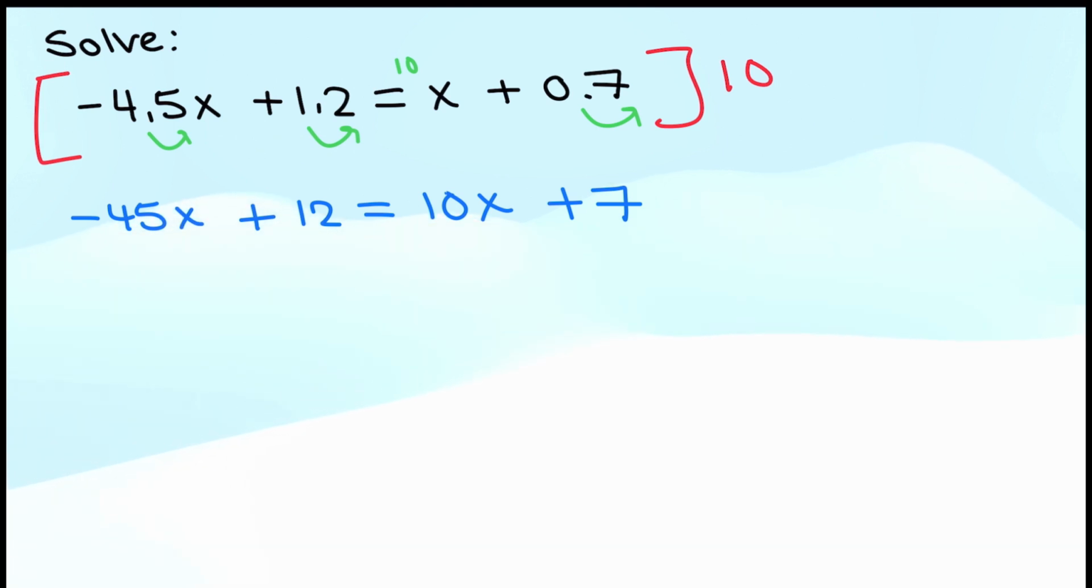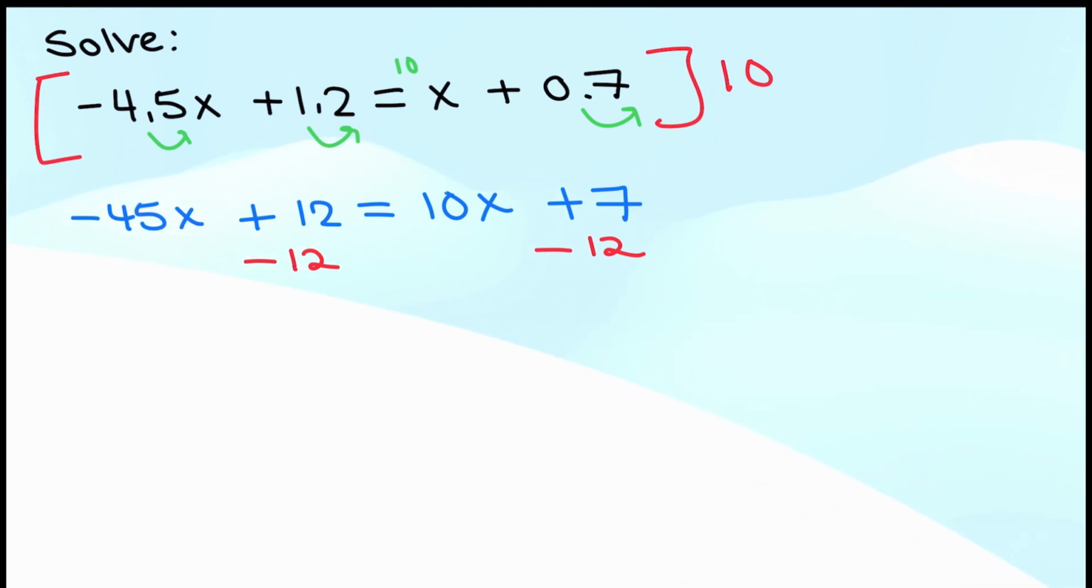Plus 1.2 times 10, the decimal goes one place to the right, that becomes a 12. Equals, now on the right-hand side here, the first term is just an x. We do have to multiply that by 10 as well. So 10 times x, 10x. Plus, and then finally 0.7 times 10, moves the decimal one place over, is just 7. So now I have the problem negative 45x plus 12 equals 10x plus 7.